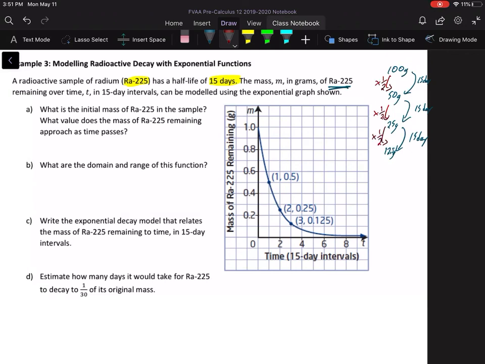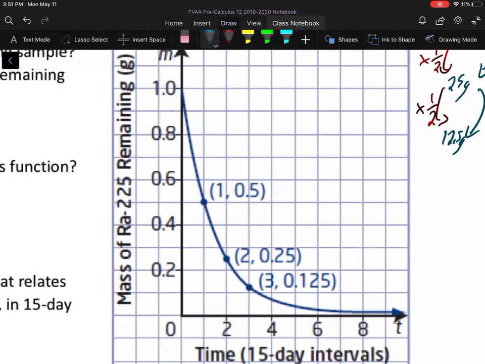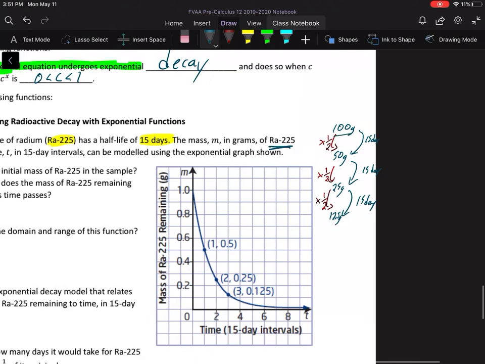So it's not 50 in the first 15 days and then the other 50, which you might expect, but that's not the case. It's 50 in the first 15 days, and then half of 50 in the next 15 days, and half of 25 in the next 15 days, and so on and so forth. Okay. All right.